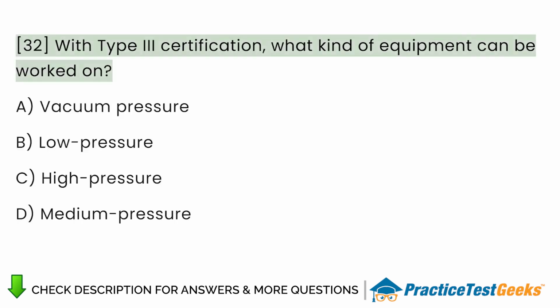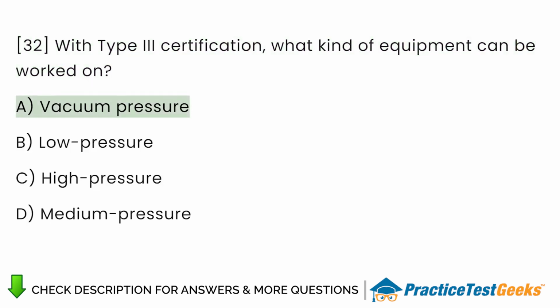With Type 3 certification, what kind of equipment can be worked on? A. Vacuum pressure. B. Low pressure. C. High pressure. D. Medium pressure.